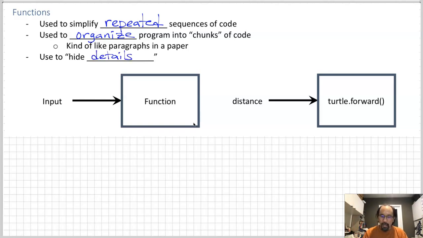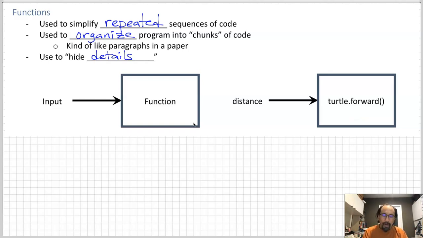Functions can hide details. So, if we have the turtle function and we want to move forward, instead of having 10 lines of code to make the turtle move forward and repeatedly copying those lines, we just say turtle.forward, and we understand what this method does. It hides the details of how it moves the turtle forward, and it makes it very readable. We see the code there, and we say, oh, okay, the turtle is moving forward by some distance.